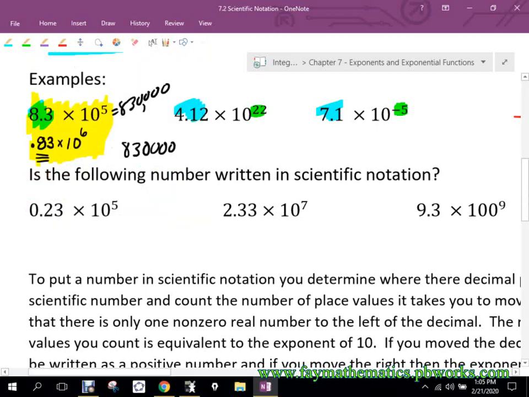If I look at this one here, anybody remember from previous years what that negative tells you to do? Left. You're going to move left. So I'm going to go 0.00007. That would be moving it from there to there, five spots, right? And then I have my one.